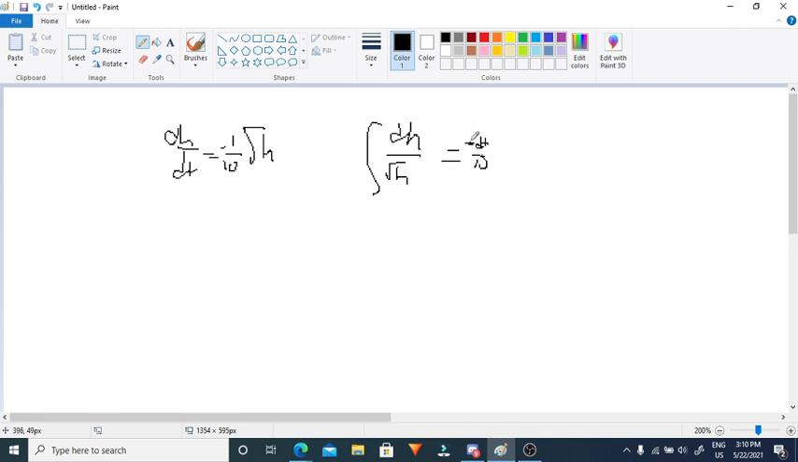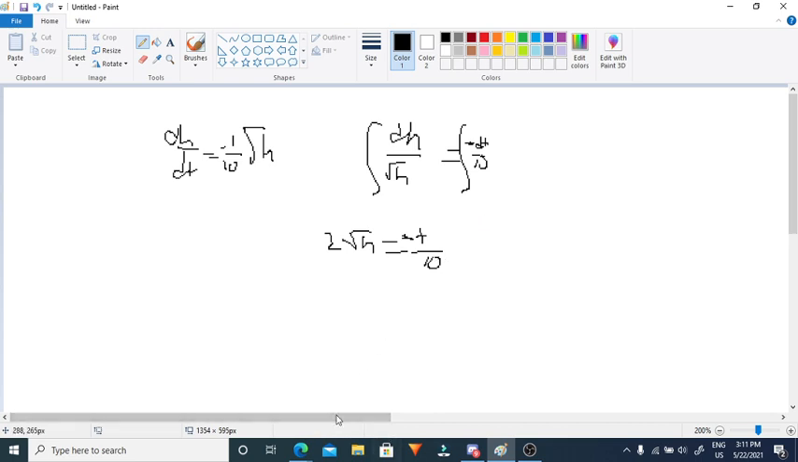And then we're going to take the integral of both sides. The integral of 1 over root h is going to be 2 root h, because when you take the derivative, h to the 1/2 goes to h to the negative 1/2, which puts it on the bottom, times 1/2, which cancels out with the 2. So it's 2 root h equals negative t over 10.